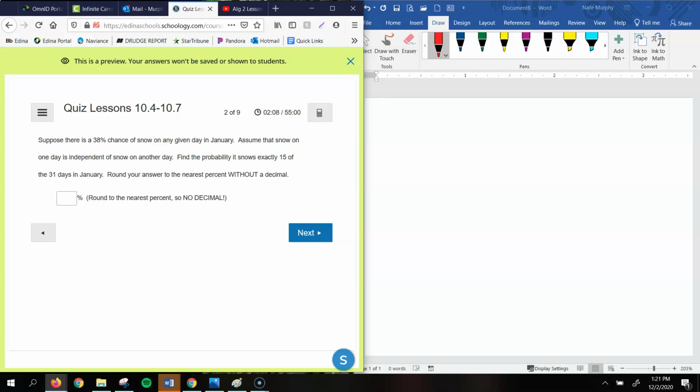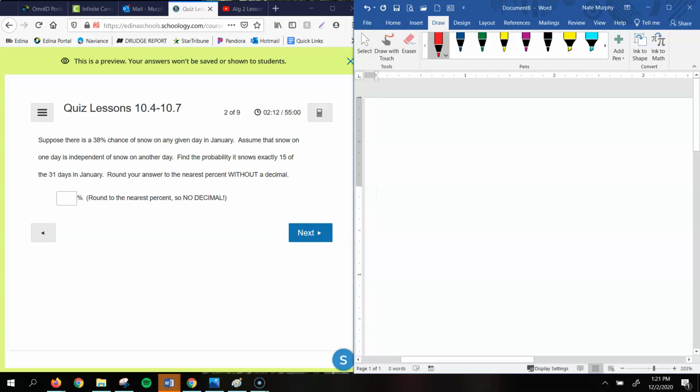All right, so this one: suppose there's a 38% chance of snow on any given day in January. Assume that snow on one day is independent of snow on another. Find the probability it snows exactly 15 of the 31 days in January. Round your answer to the nearest percent without a decimal. We can look at this as a binomial probability because either it's going to snow or it's not. Remember, if there are two outcomes, then it's a binomial probability because bi means 2.